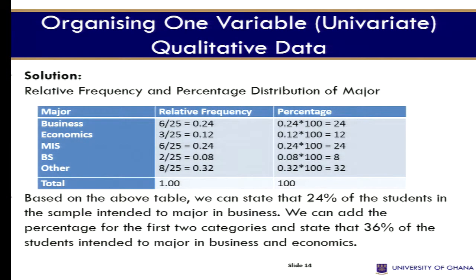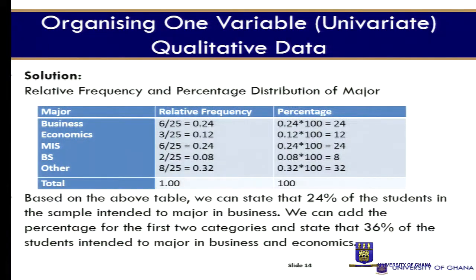You see the measures on your left, and then the relative frequencies in the middle, and then the percentages on your right. Now, based on the above data, we can state that 24% of the students in the sample intended to major in business. We can add the percentage for the first two categories and state that 36% of the students intended to major in business and economics.